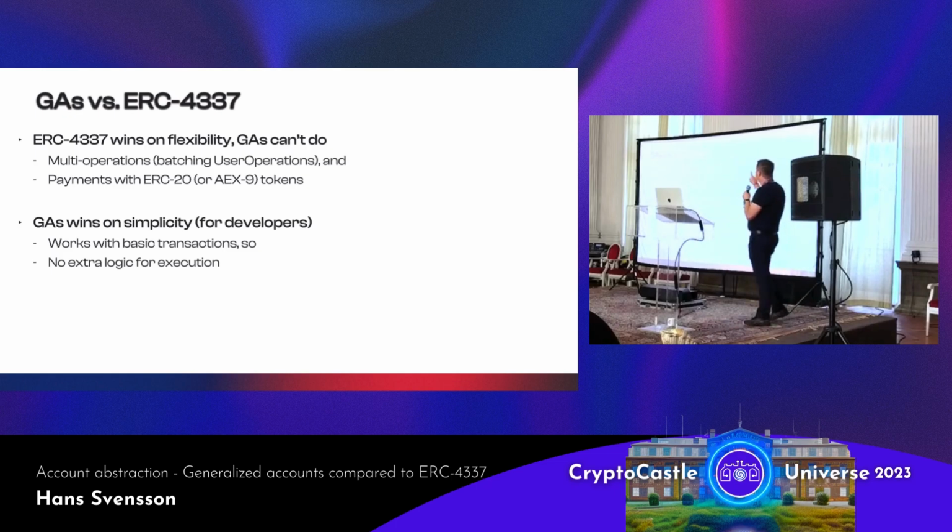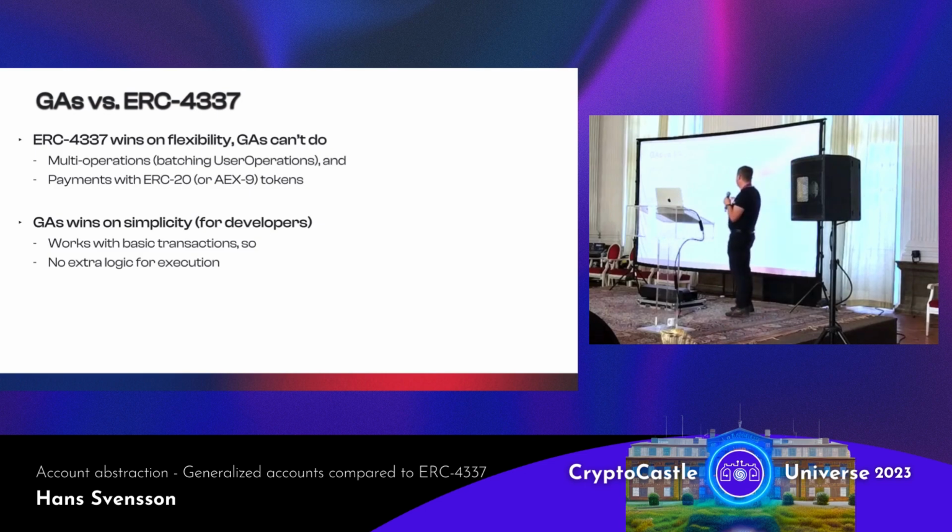Finally, to conclude, a small comparison of generalized accounts with these new suggestions. I have to admit that ERC-4337 wins on flexibility. They can do all of these things, especially the things that generalized accounts can't do with multi-operations. We can only run one transaction at a time. I've been thinking about extending that, of course. It seems fairly straightforward to extend the meta transaction to have a list of transactions, but I don't think we need it.